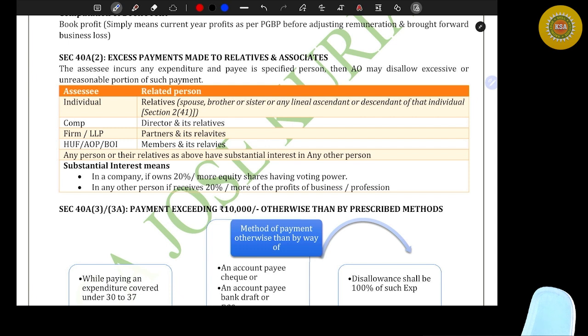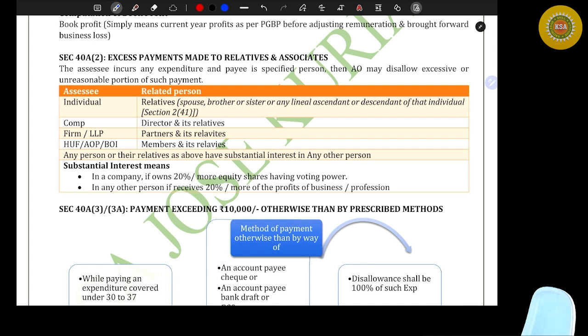Any person or their relative as above having a substantial interest in any other person. That simply means, say, KS Academy. For KS Academy, its director will be a relative. If you make an excessive payment to the director, then what will happen? The excess portion shall be disallowed for KS Academy. Are you with me? Say KS Academy's director has a substantial interest in SBI. Imagine KS Academy's director has a substantial interest in SBI.